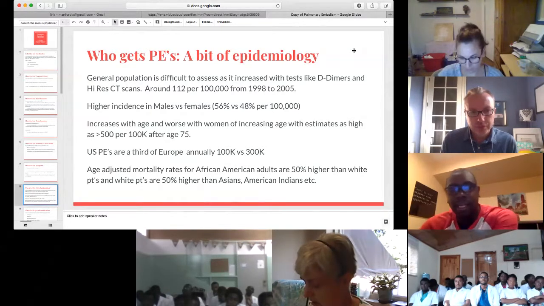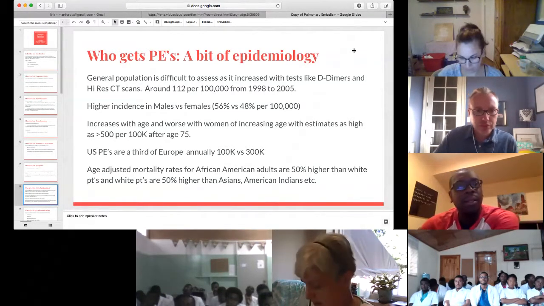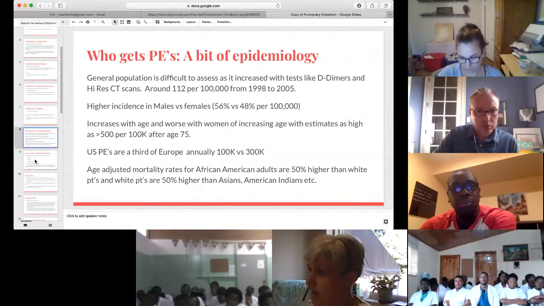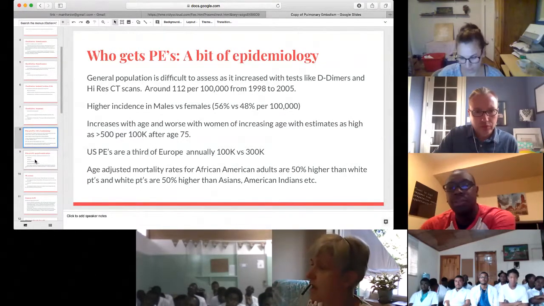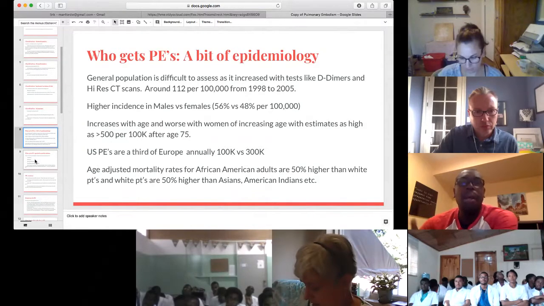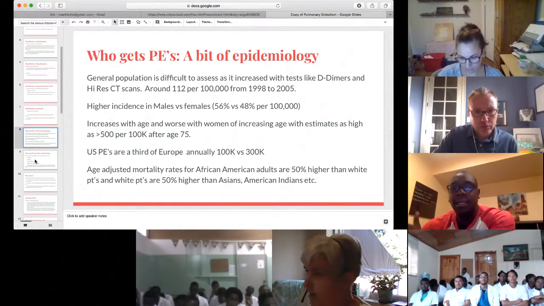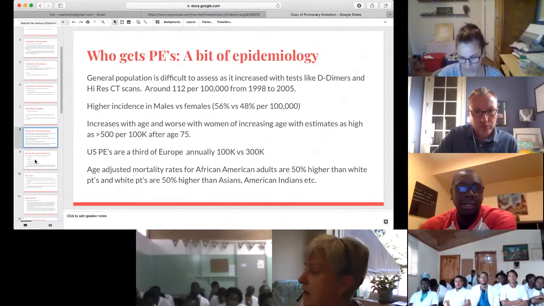On va essayer d'aller un peu plus vite, mais généralement, les gens de race noire ont plus de 50% de chances d'avoir de l'embolie pulmonaire que les blancs. Par contre, les blancs, les caucasiens ont 50% plus de chances d'avoir l'embolie pulmonaire que les asiatiques et les indiens américains.